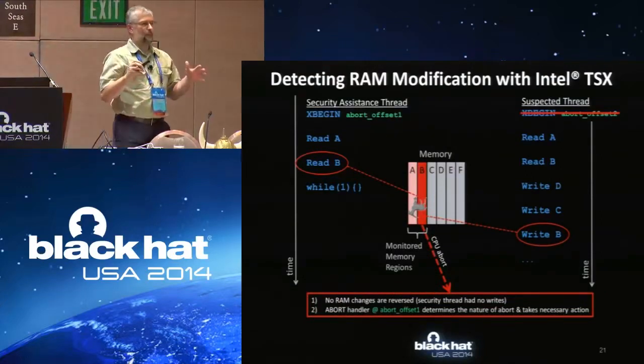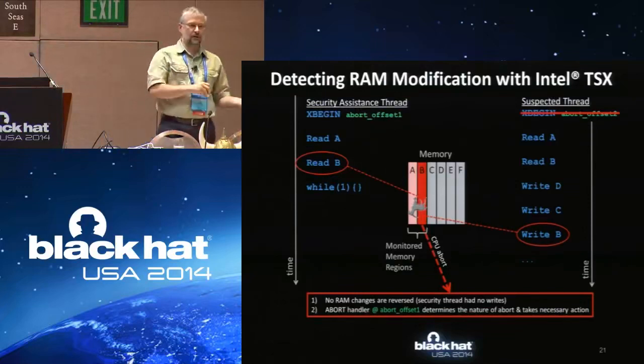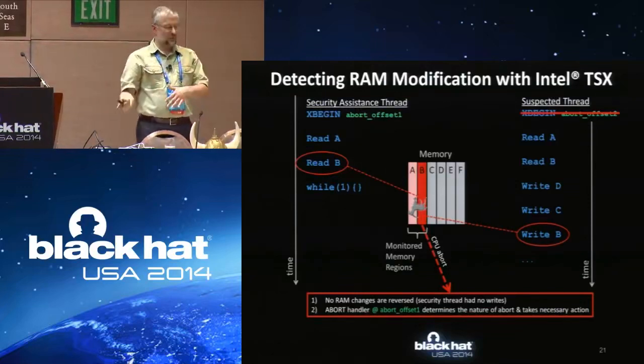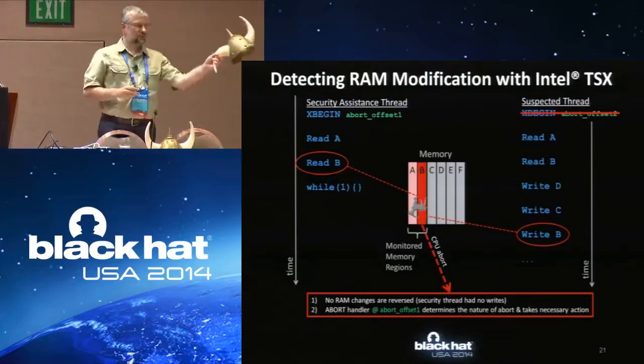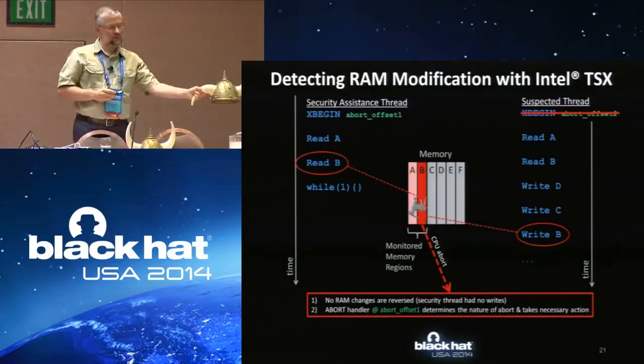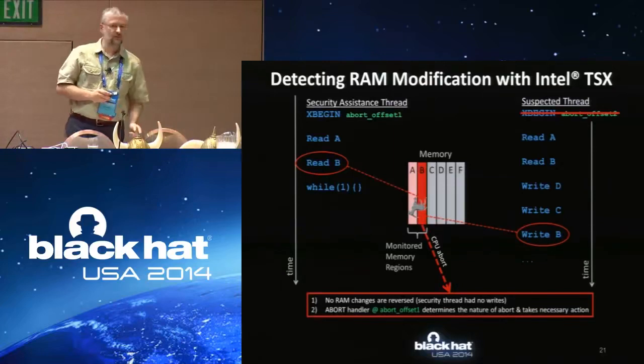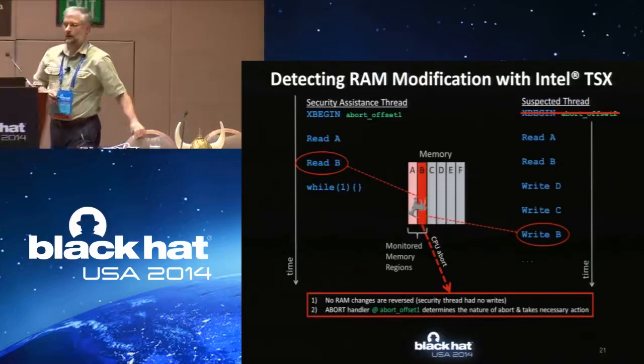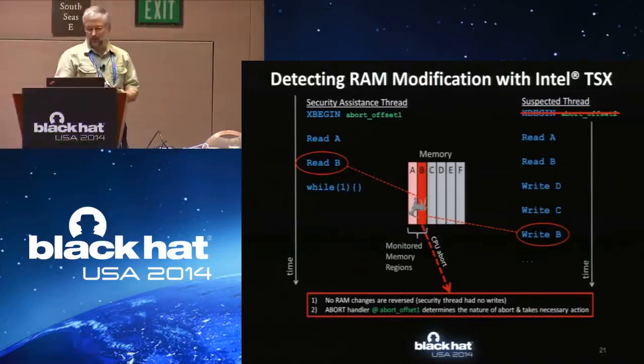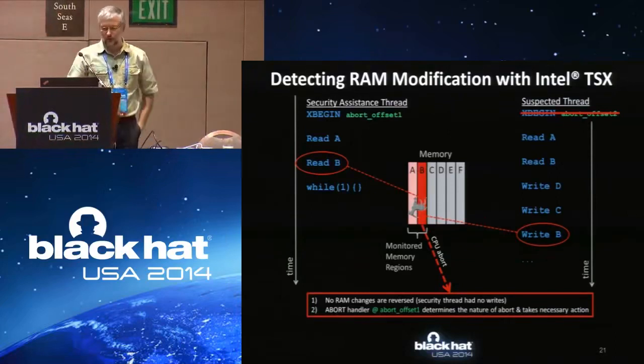So by putting XBEGIN in either the security thread or into the suspected thread, so doing XBEGIN either this way or that way, we can control whether the memory reversal on the writes done by the suspected thread is done or not.